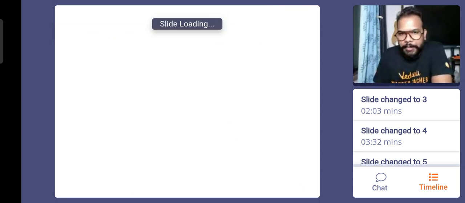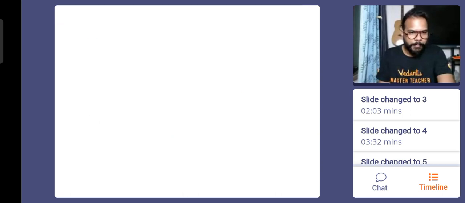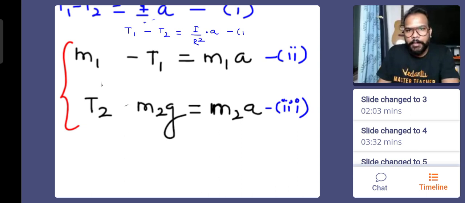So we have got these three equations. T1 minus T2 equal to I by r square into a. Then we have m1g minus T1 equal to m1a, and T2 minus m2g equal to m2a. If I add these three equations, you will see T will get cancelled. So I'm taking it on the next page so that we don't create a mess here. The equation was T1 minus T2 equal to I by r square into a. That's my equation number 1.